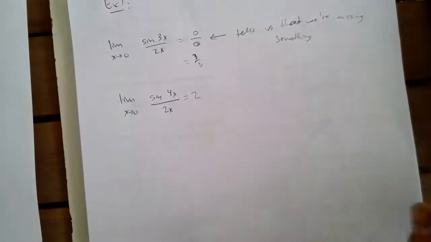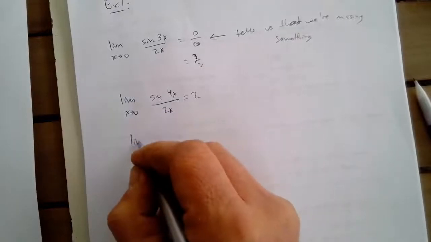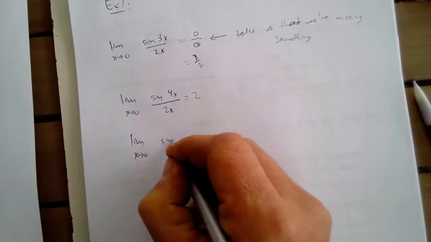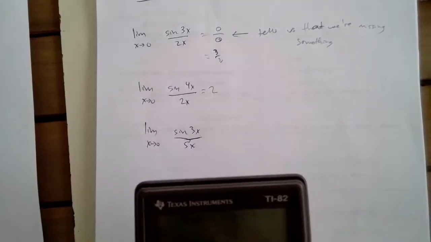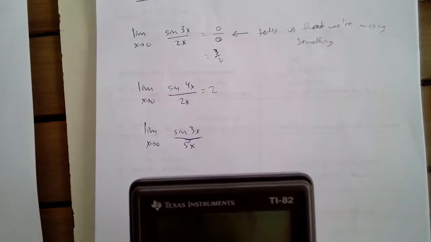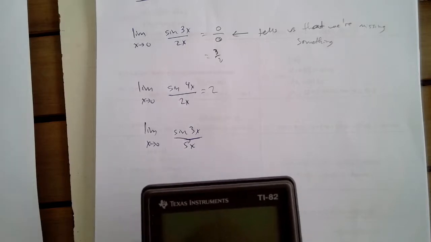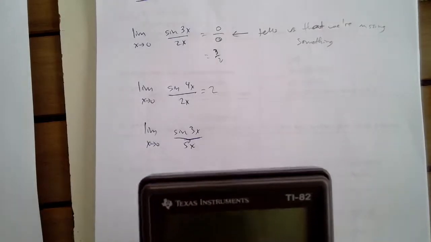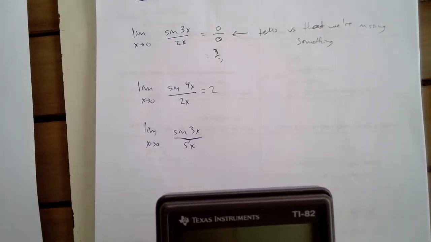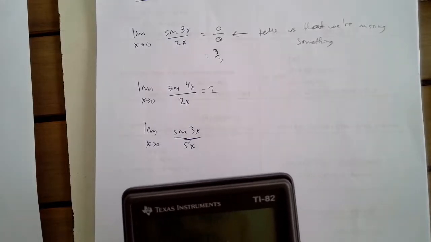Let's make it now instead sine of 3x over 5x. Let's try that. I'm going to put that in. I'm going to go to zoom 6 to get that zoom standard, which we know isn't going to be great. And then I'll do zoom. Maybe I should use window, just to see what's going on there. I'm going to do zoom decimal, since I felt like that helped me before to see things.